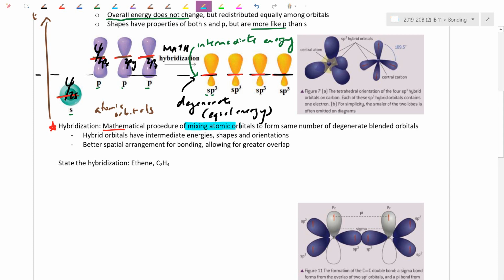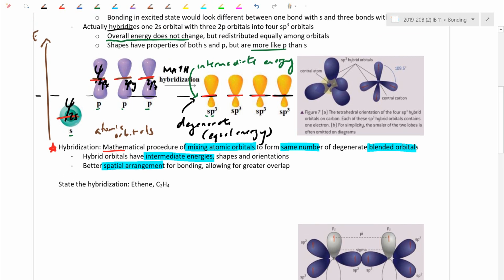We are mixing our atomic orbitals. We're trading in our s's and p's that the carbon used to have. We're always going to get the same number. I traded in 4, I get 4 out, and I'm going to get maybe a blended orbital. Those blended orbitals, like I mentioned, are going to be intermediate in energy, and then we're going to see out of the math actually comes the better spatial arrangement, the bond angles of 109.5.